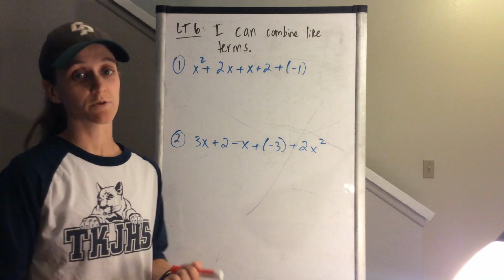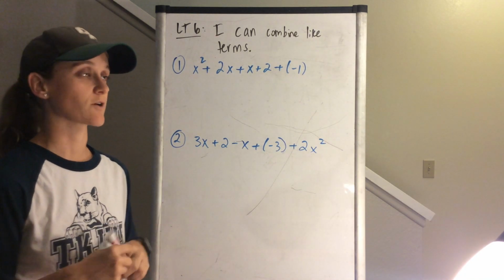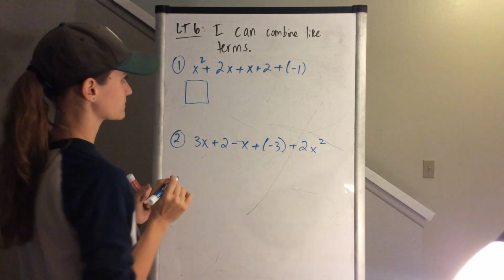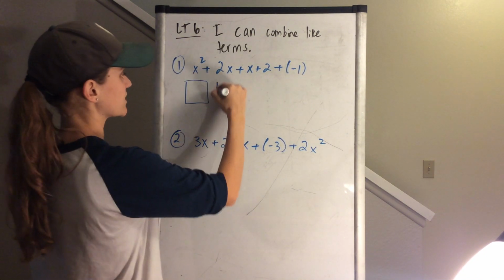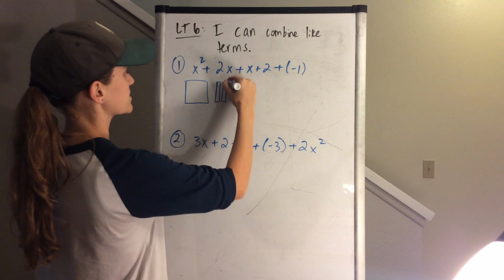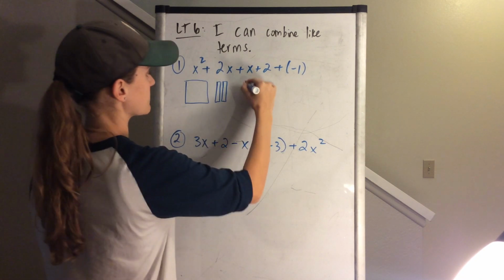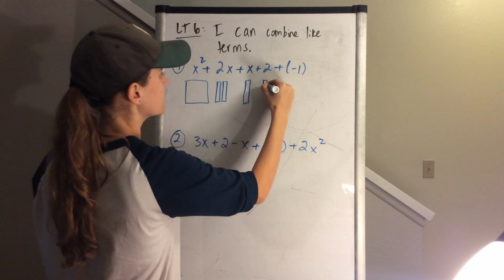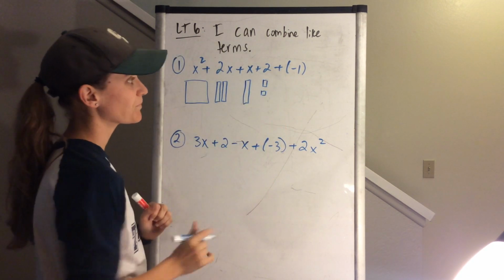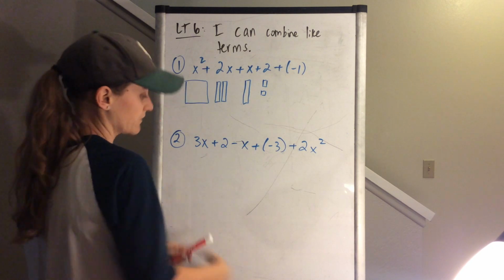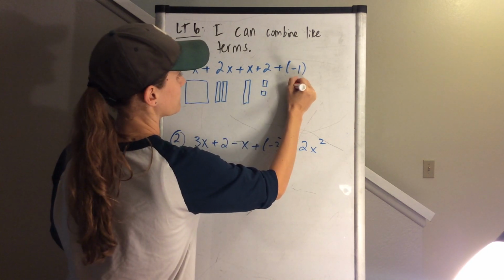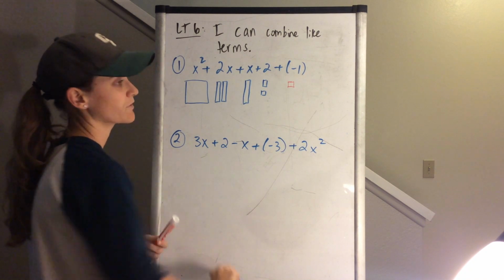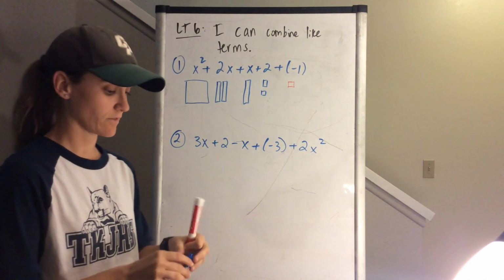I don't have the tiles with me, but I'm going to draw them on the board in the correct color. So remember, x squared is the big blue square. 2x just means I have 2 of the skinny x tiles. Same thing with the x. And remember, when it's just a 2, that means 2 of the units, the tiny squares. And if I have -1, that means I'm getting out a red square. So now my goal is to get rid of any tiles I can and then combine everything.